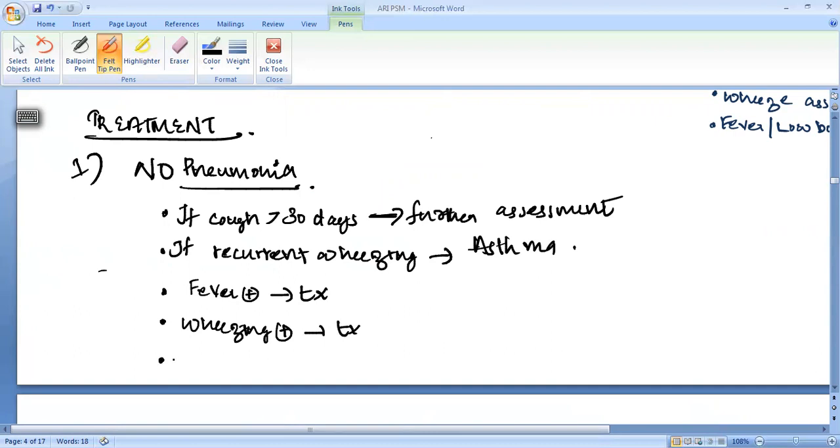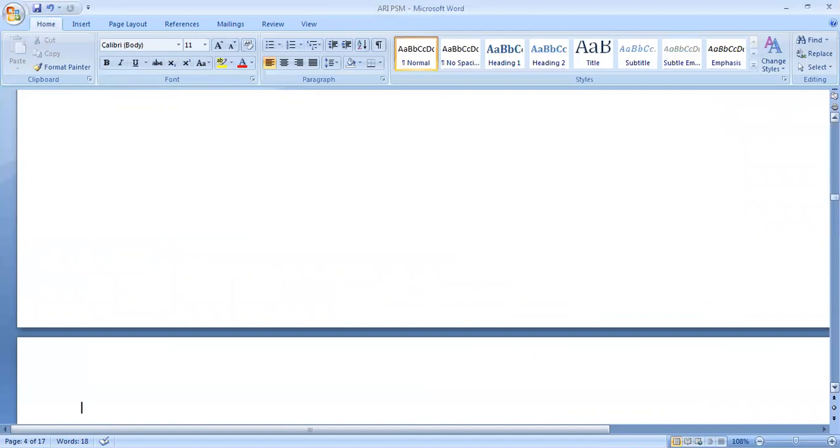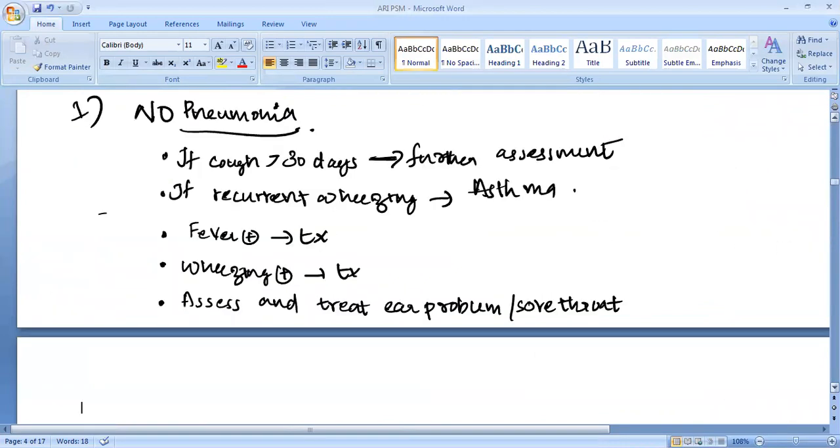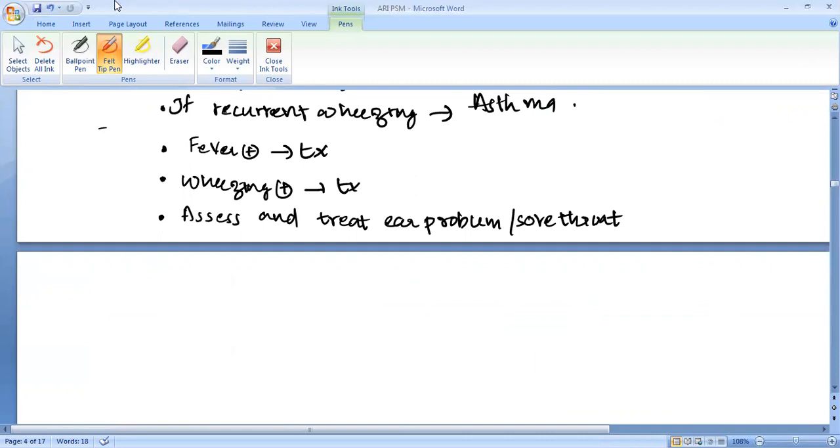Okay. And most probably in this age group, this fever may be due to some problems with the ear, or it can be due to the throat. So we have to assess as well as treat any ear problems or sore throat if it is present. Next, if there are any other problems, we have to assess and treat those also.